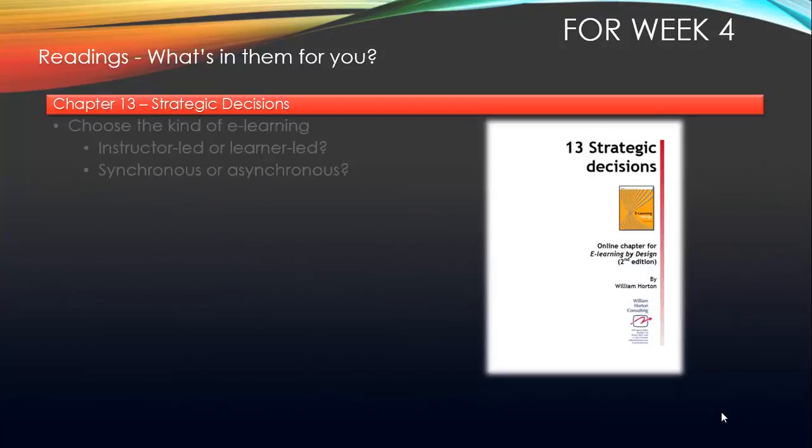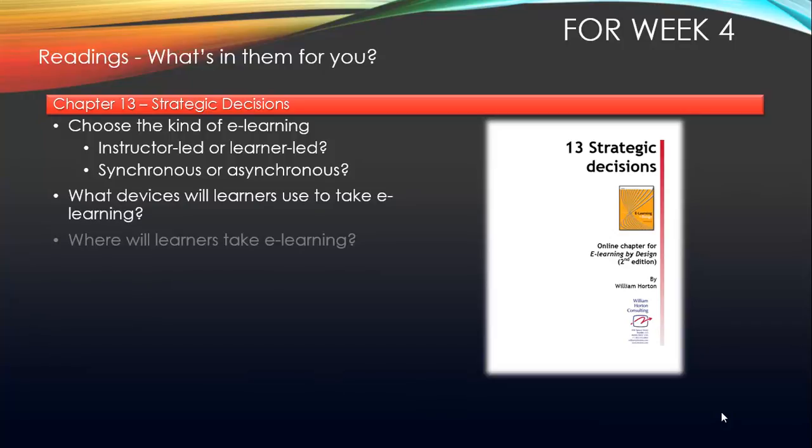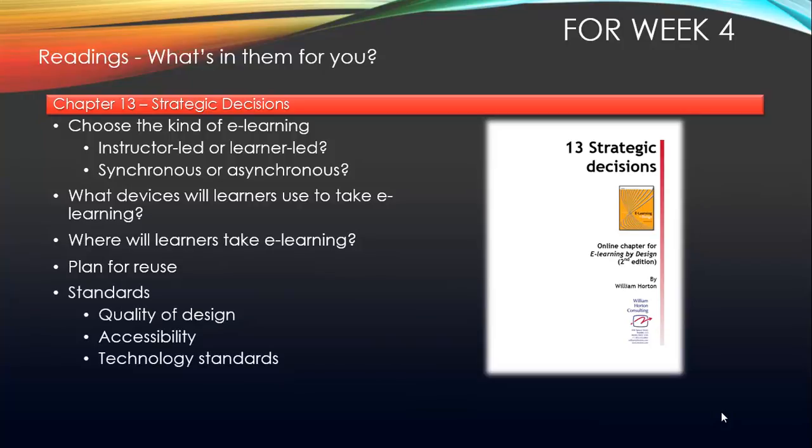Chapter 13 talks about strategic decisions, and for example, you have already started thinking about this, but you can think of things like whether you want an instructor-led experience or learner-led experience, whether you're going to incorporate synchronous or asynchronous activities or both, what devices learners will use for e-learning, where will learners take the e-learning, designing taking into consideration the possibility of reusing content, and then striving to meet standards of quality of design, accessibility, and also deciding what the technology standards will be so that your users know the kinds of technologies they need to use in order to better benefit from the experience.